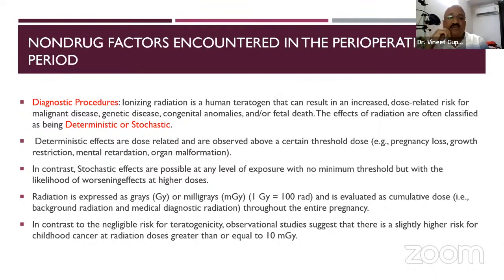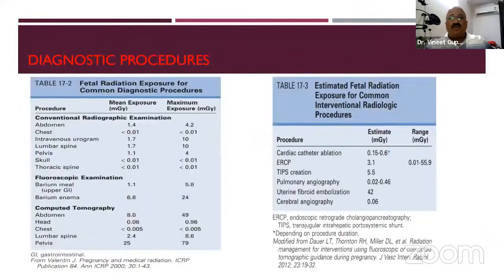In contrast to the negligible risk of teratogenicity, observational studies suggest that there is a slightly higher risk for childhood cancer at radiation doses greater than or equal to 10 milligrays. So 10 milligrays is a very important figure. I will show you a few charts of commonly done exposures during pregnancy, possible pregnancy and possible exposure, and how they are relevant to 10 milligrays.